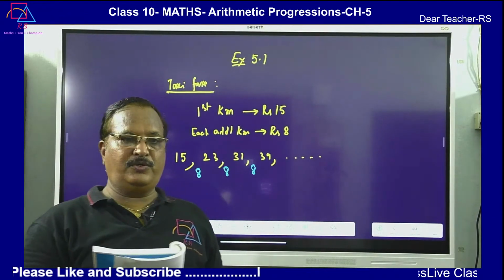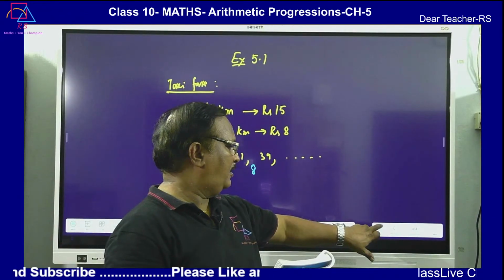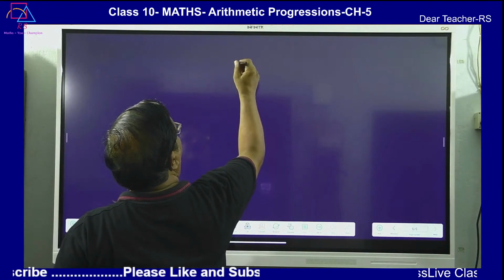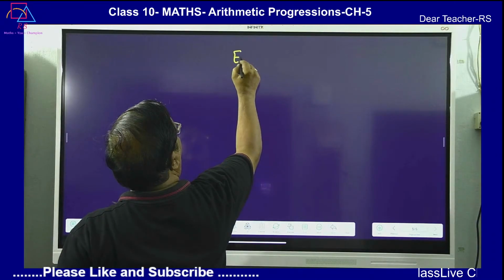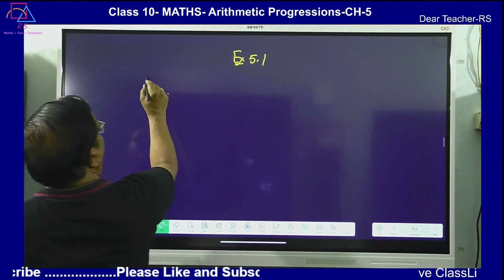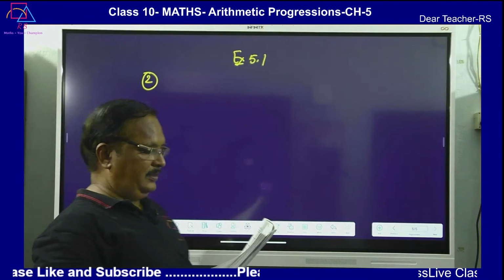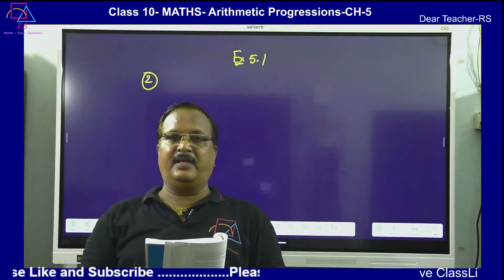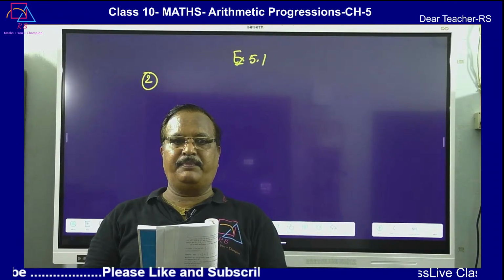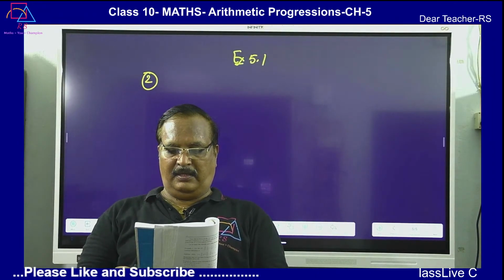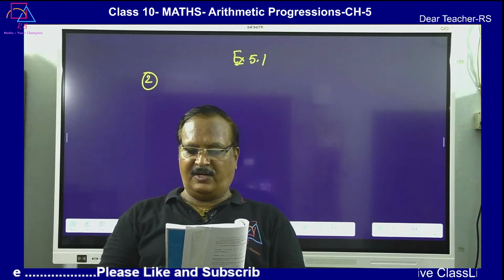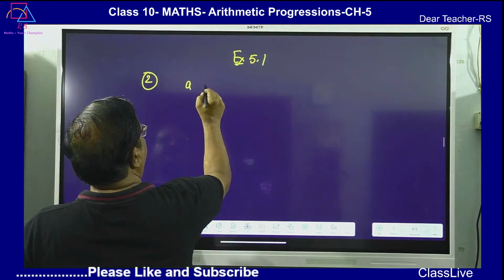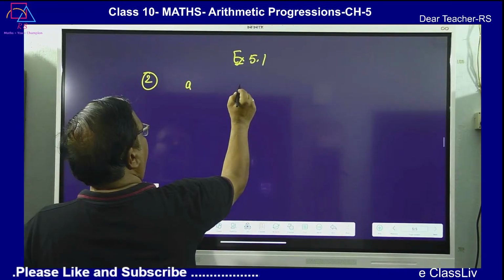Now, let me go to the second question, exercise 5.1. Write the first 4 terms of the AP when the first term is a and the common difference is d. So a is the first term and d is the common difference.